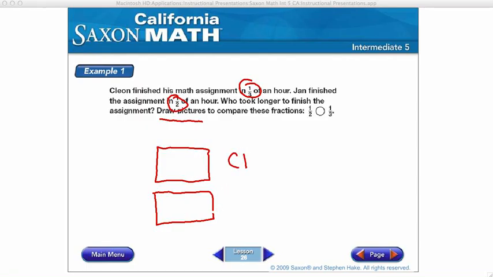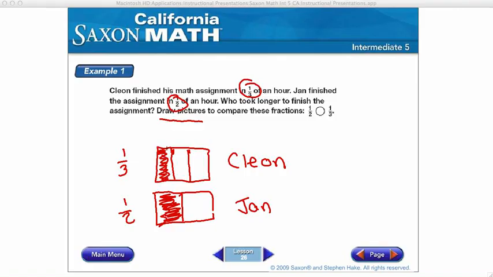Okay, so this is Cleon, and his was 1/3 of an hour. And this is Jan, and hers was half. So Jan, pretty easy to split into half. There we go. And there's Jan's half an hour. Cleon's I'm going to split into thirds. And with thirds, it's kind of best to put a couple of little marks. Compare, are these about even? This one looks like it needs to be a little bit bigger. Okay, and then you can draw the rest of your line. Okay, so here I have my 1/3 for Cleon.